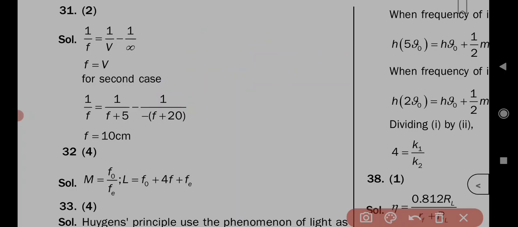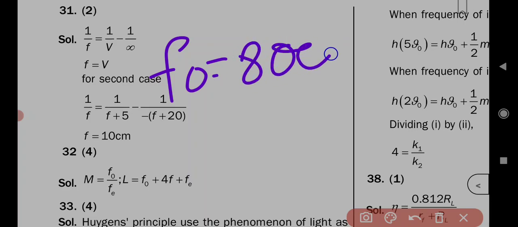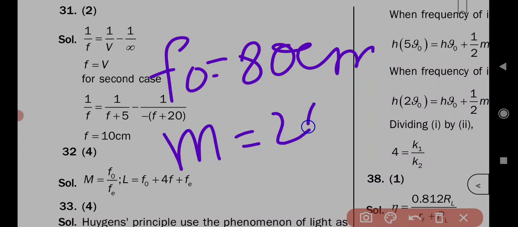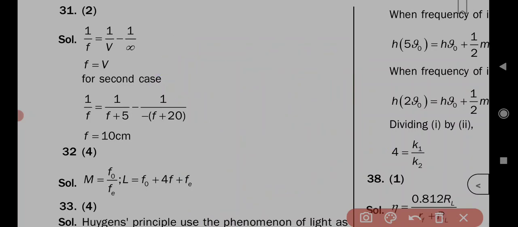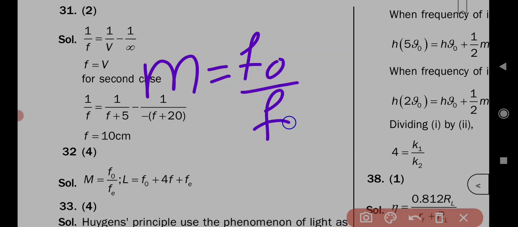The focal length of the objective of a terrestrial telescope FO is given, that is 80 centimeter. Parallel rays, then its magnifying power is how much? 20. If the focal length of the erecting lens is, erecting means FE, how much? 20 centimeter. Then the full length of the telescope. I think you might know how to do this. So magnification is given. It is how much? 20. That is nothing but F naught by Fe. Why I took like this? Because parallel rays they mentioned. Parallel rays means infinity. Object is at infinity. For that, magnification is F naught by Fe.